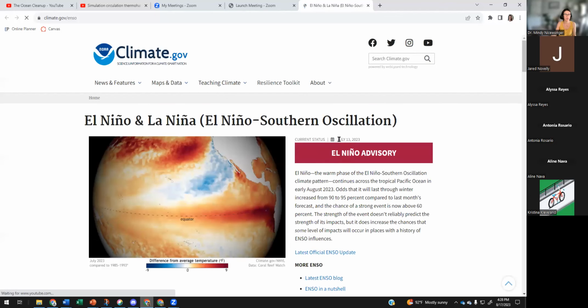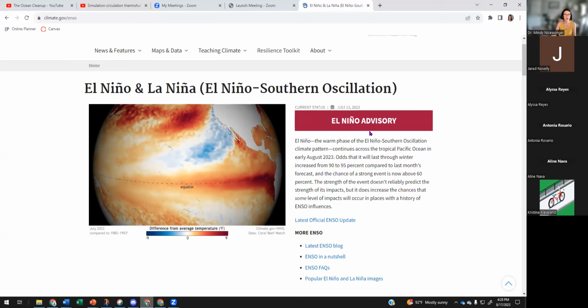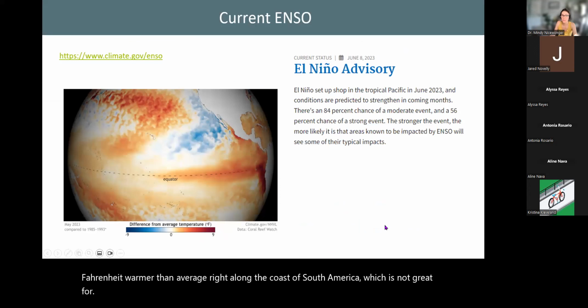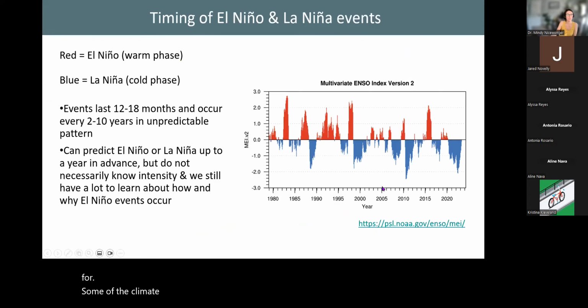Okay, so let's actually just check it out. Did they post a new one? Yeah, July 13th, more recent, and we can see we're in an El Nino advisory. The El Nino, the warm phase of the El Nino Southern Oscillation climate pattern, continues. Odds are that it's going to last through the winter. It's going to be a pretty strong one, meaning the temperatures right now are 9 degrees Fahrenheit warmer than average right along the coast of South America, which is not great for some of the climate in that region, okay?